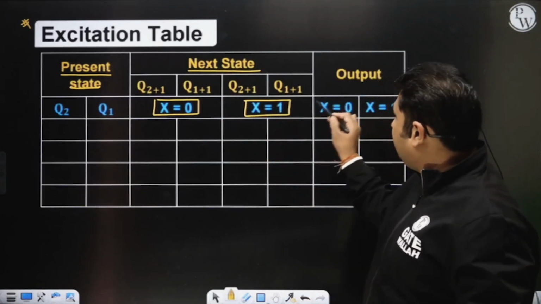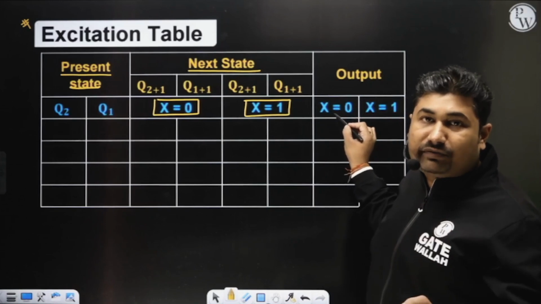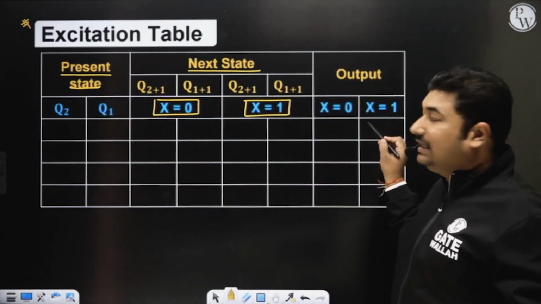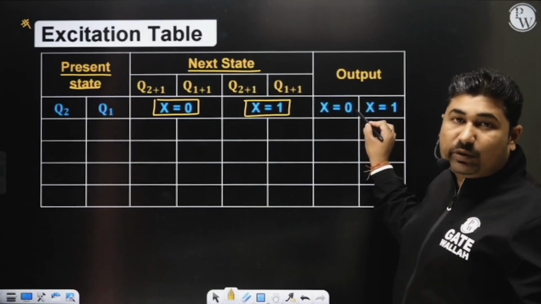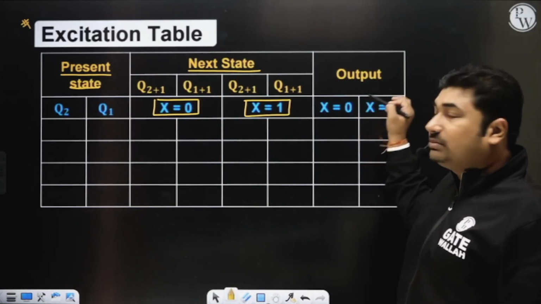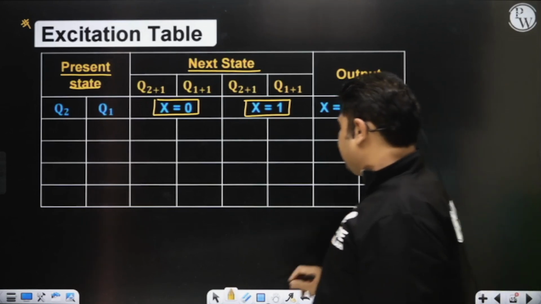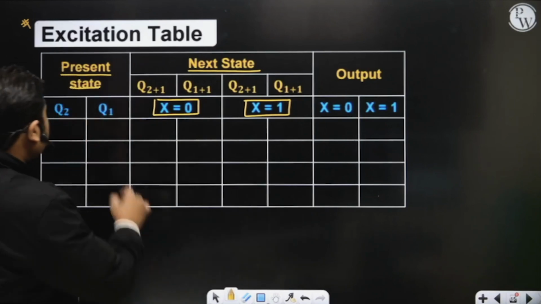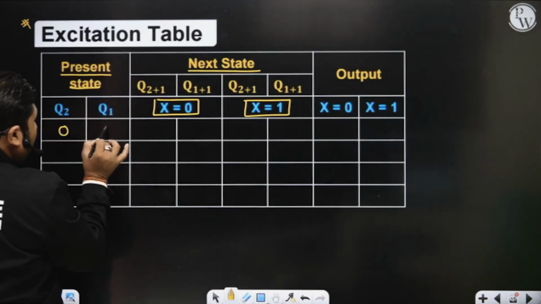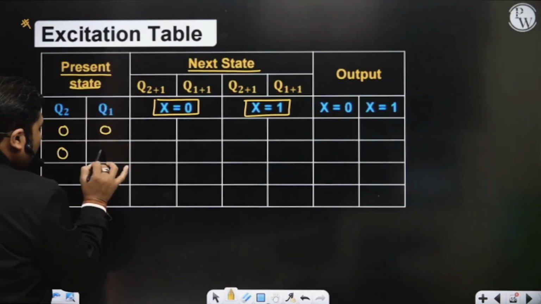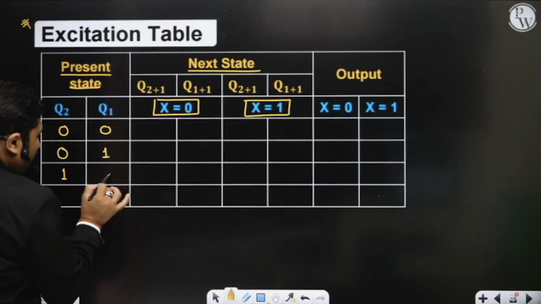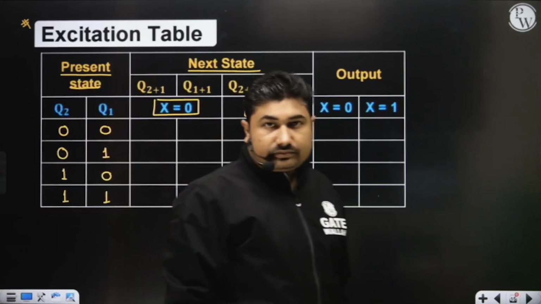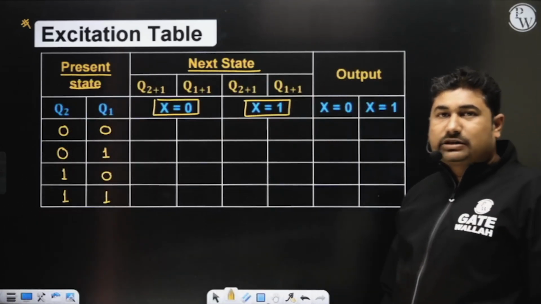Is it okay? And then the output is also a function of present state Q2, Q1 as well as present input x. So x will have two possibilities. So I am going to check the output with these two possibilities, x equals 0 and x equals 1. Is it okay? Yes, sir. How many possibilities of the present state? Sir, 4 possibilities. Either both are low, any one of them is high, or both are high. So there are a total of 4 possibilities.